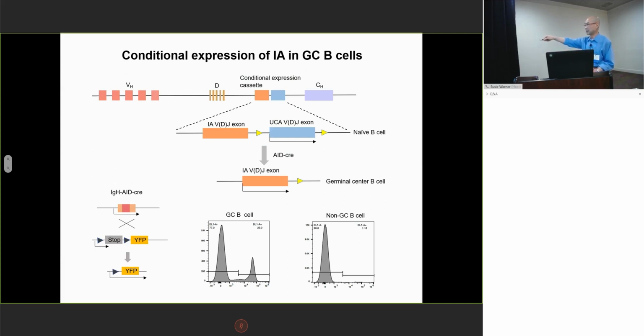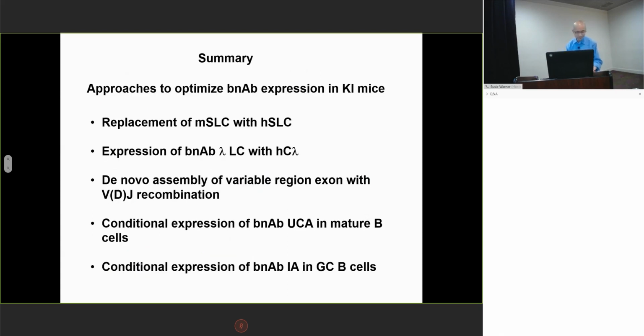And so here is an example. We're using this AID Cre with a YFP indicator. YFP is normally prevented from expression by this floxed stop cassette. If you have Cre, then the YFP turns on. So that's a way of marking where the Cre is active. Here you can see that in germinal center B cells, you have YFP positive cells. In non-germinal center B cells, there's hardly any. So we're using this system to express intermediate antibody in germinal center B cells as a way of testing boost immunogen.